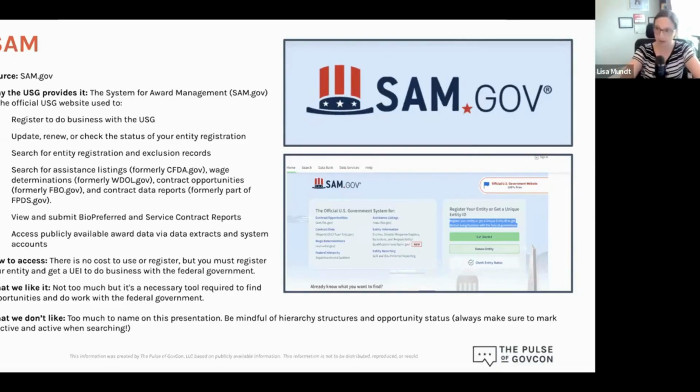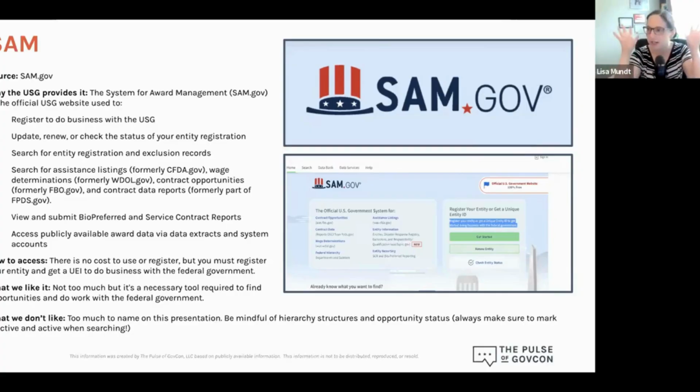Now, there's no cost to register. So especially if you ever meet anybody that's new to government contracting, if they say, and this is a terrible story, but we had a firm come to us years ago saying, look, I paid $5,000 to an organization to get me a GSA schedule. And what they had really done was just register them in SAM.